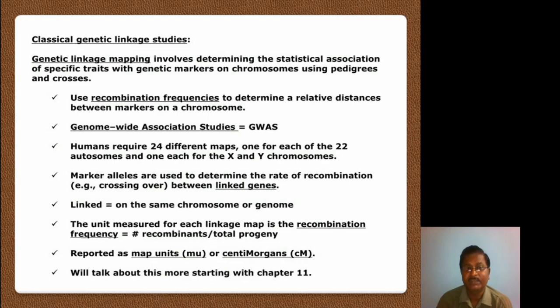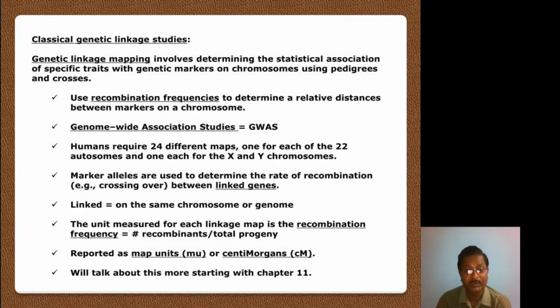Then genome-wide association studies, called GWAS. Humans require 24 different maps, one for each of the 22 autosomes and one each for the X and Y chromosomes. Marker alleles are used to determine the rate of recombination, for example crossing over between linked genes. Linked means on the same chromosome. The unit measured for each linkage map is recombination frequency, that is, recombinants divided by total progeny. This is reported as map units, MU, or centimorgans, cM.